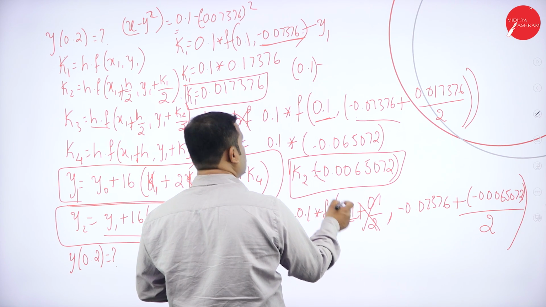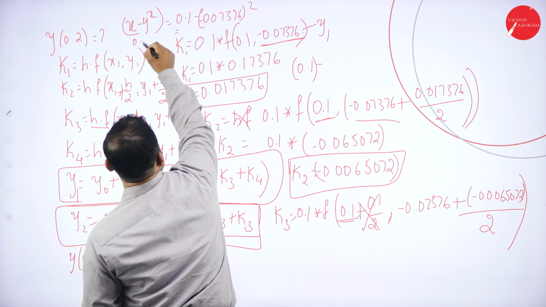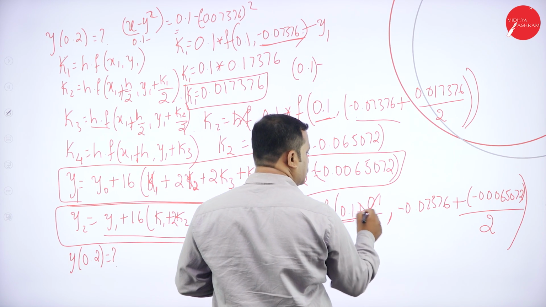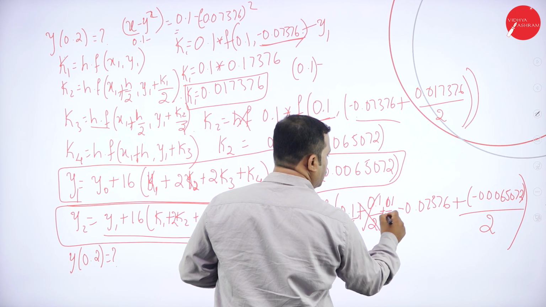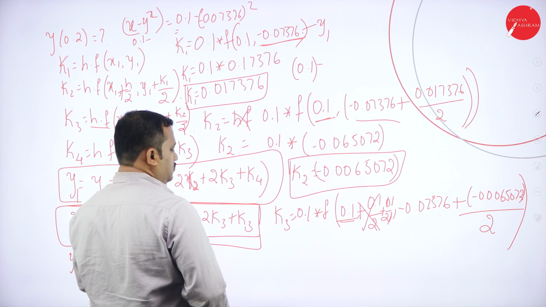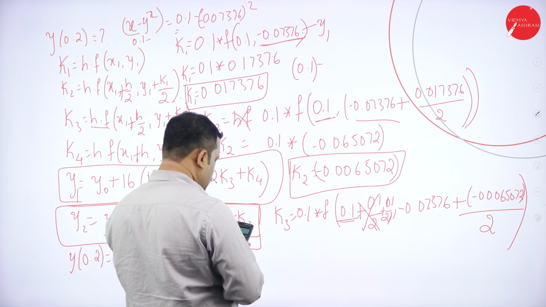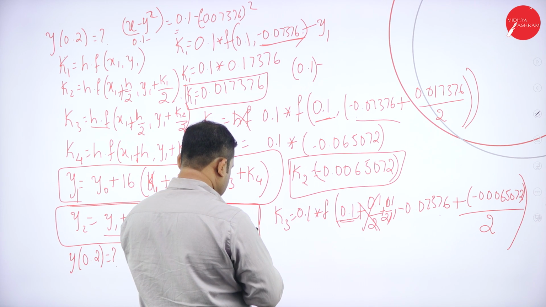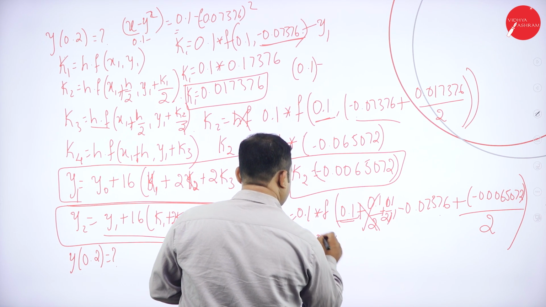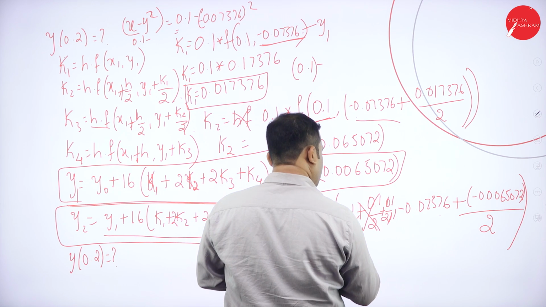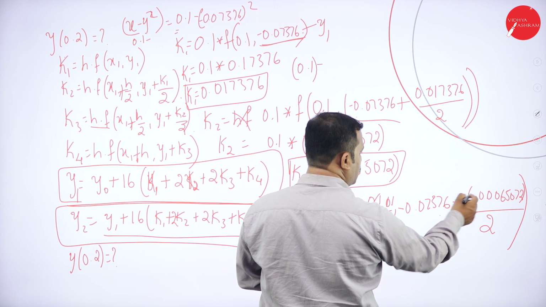0.1 comma this term. What is the value of 0.1 here? f of x plus, if I substitute this into this equation, x minus y squared, x plus h by 2. We have this 0.1 divided by 2. That means we have to substitute these values into that equation. That is 0.1 whole squared is equal to 0.01. That's correct. 0.01 plus 0.1 divided by 2 is equal to 0.06, comma, 0.06, comma, this term. If I solve this term, what is the value I am getting?